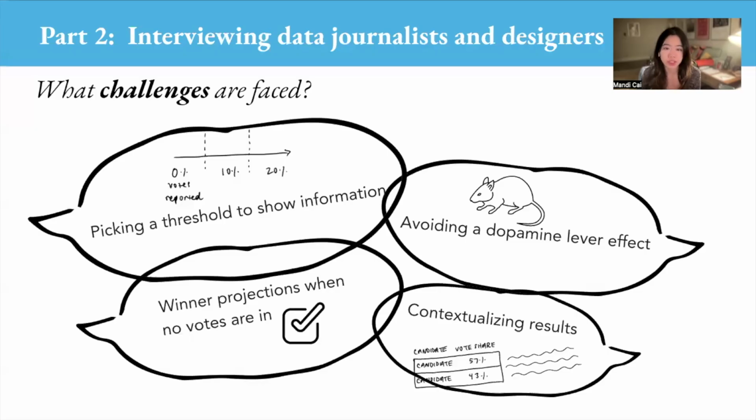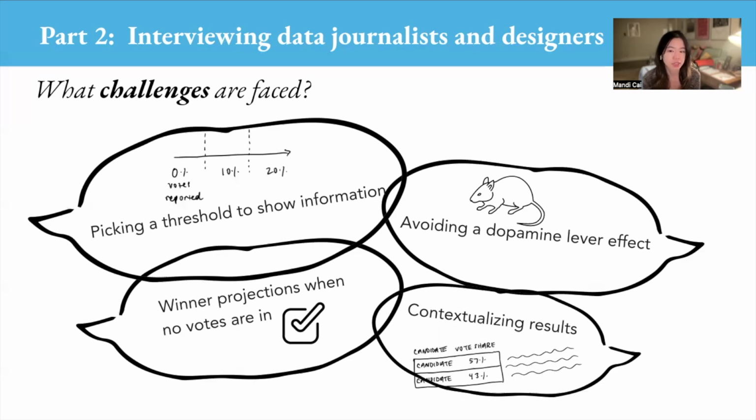Next, we talk about challenges that are faced when designing live results. So showing live data is not without its challenges. One challenge is picking a threshold to start showing information. Early on, when votes just start trickling in, it probably doesn't make sense to show which candidates are in the lead. But viewers come to your page expecting some information, so you don't want to wait too long, but you also don't want to show early leads that give viewers the wrong impression. Many news outlets will choose some percentage of estimated expected vote at which to start showing leads.